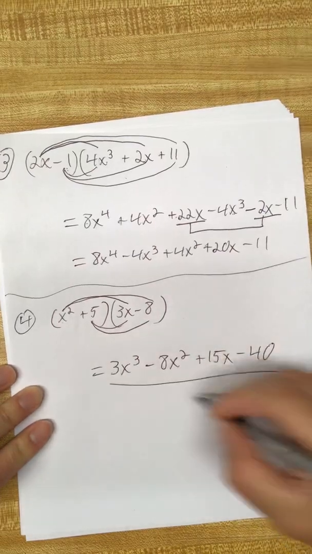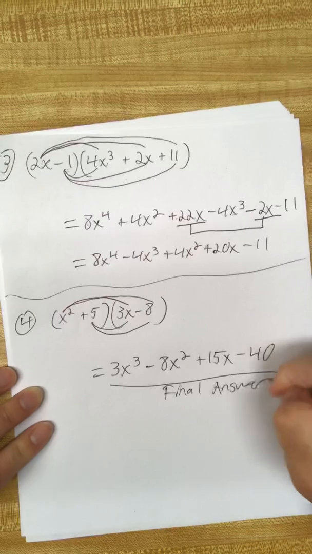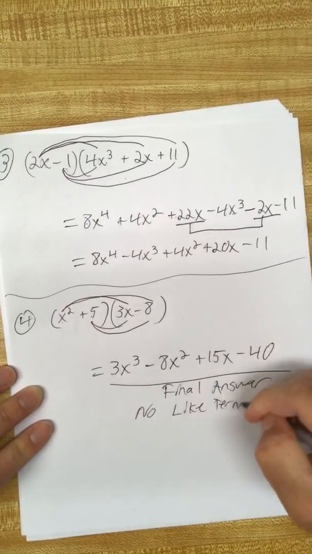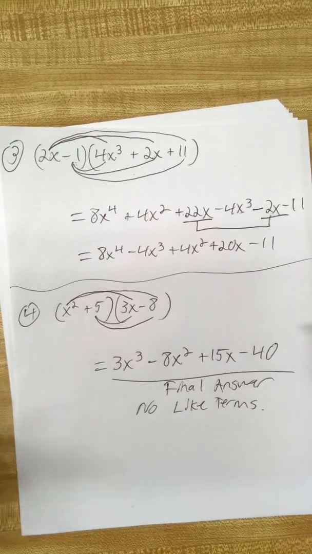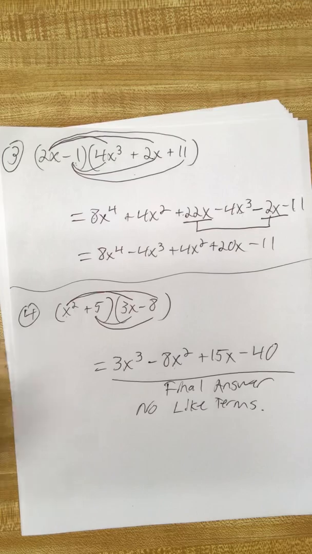All right, final answer. Okay, there are no like terms here, so there's nothing to combine. All right, I know we did a ton of problems where we always combine the middle two, but we go x cubed, x squared, x. There's no like terms, so that's it.